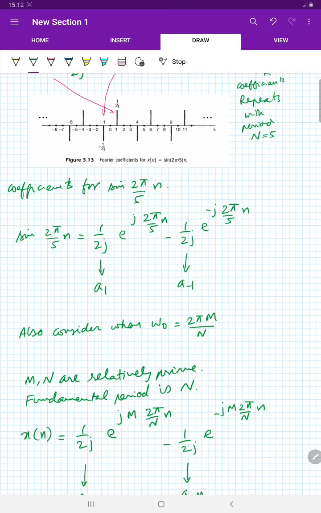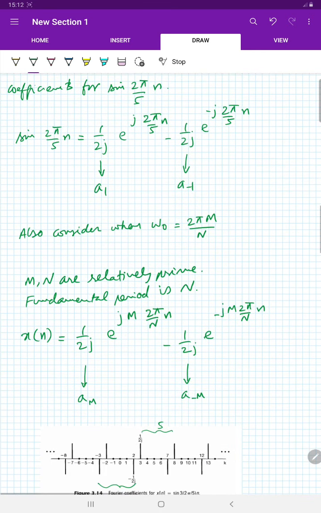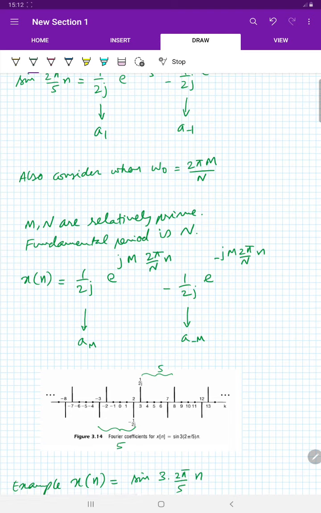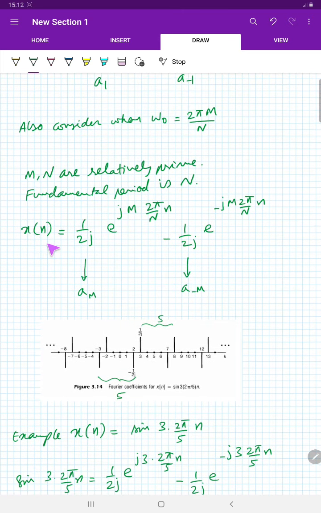Now in the other case, if your omega naught is 2 pi m by n, then of course m and n here have no common factors, they are relatively prime. Okay, so if the sinusoid has this fundamental frequency, again you can write it in terms of Euler's formula, and the only difference is that now instead of m being 1, this is now some m.